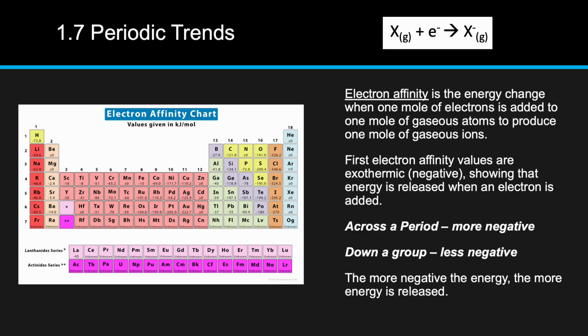And then down a group, electron affinity values are going to become less negative because the atoms are larger, so the nucleus is farther away from that added electron, and less energy is going to be released.